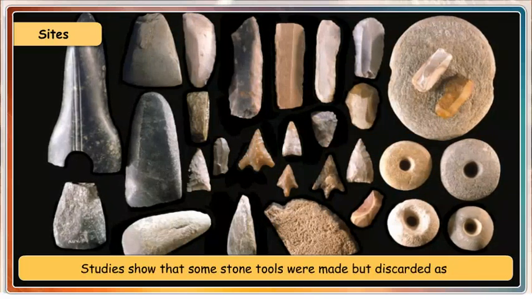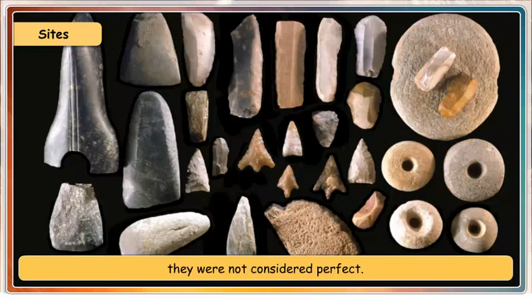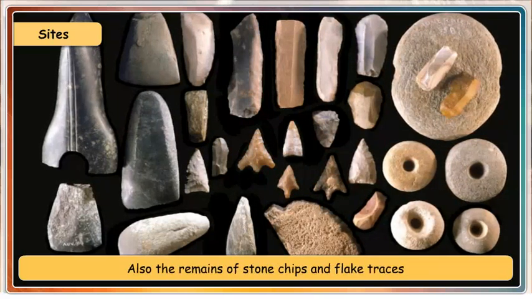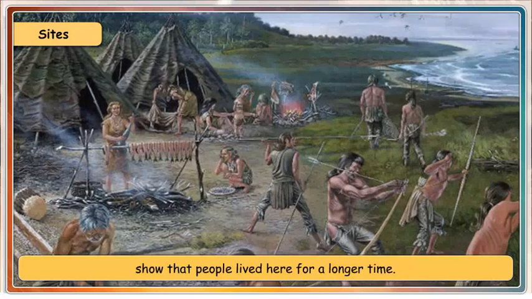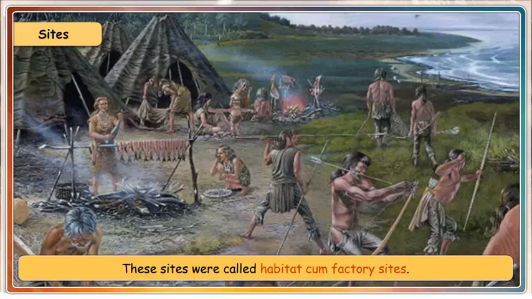Studies show that some stone tools were made but discarded as they were not considered perfect. Also, the remains of stone chips and flake traces show that people lived here for a longer time. These sites were called habitat-cum-factory sites.